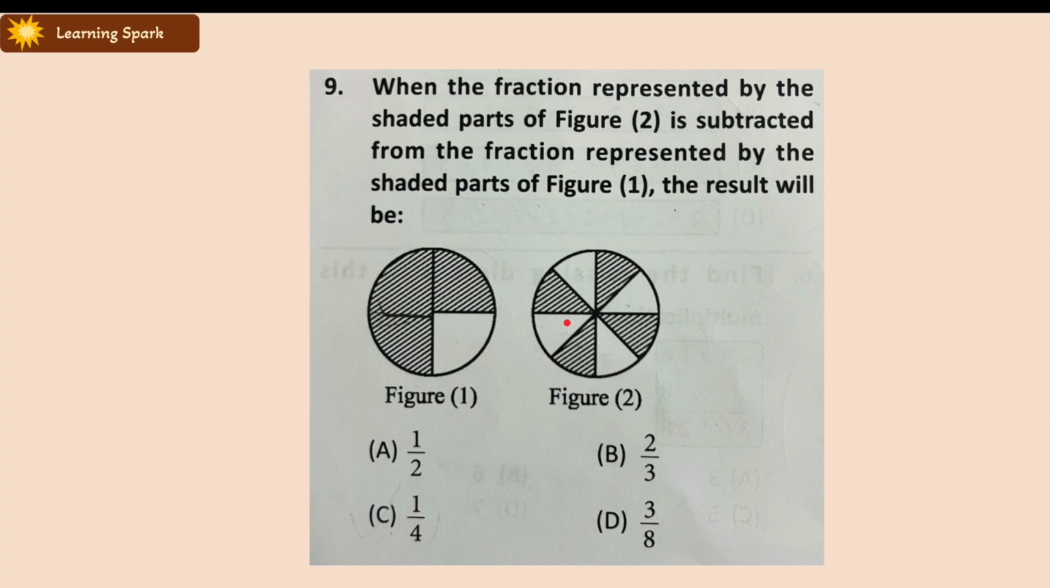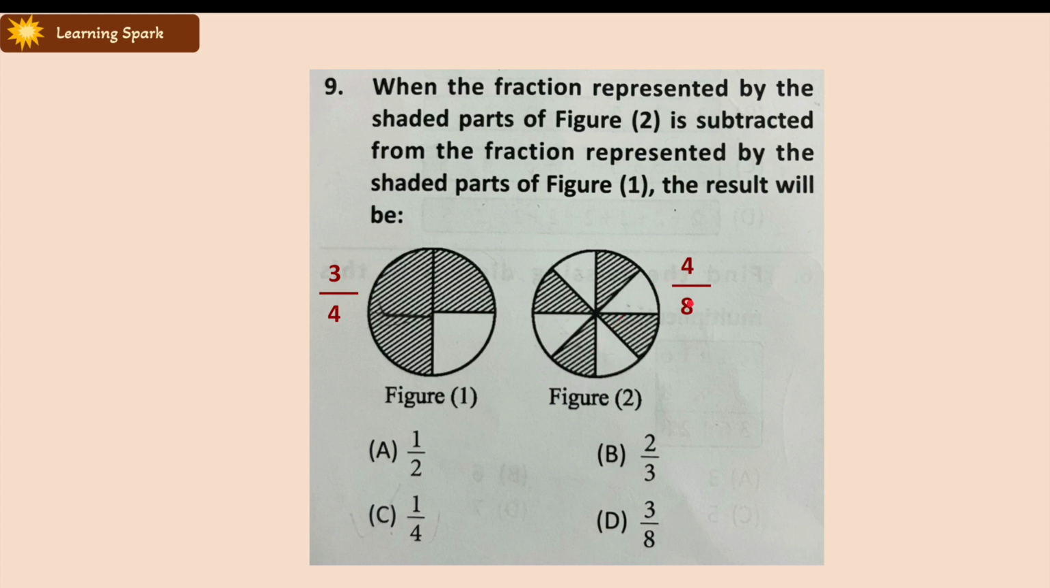Okay, so figure 1 is 3 by 4. Why? Because there are 4 equal divisions, 1, 2, 3, 4. Out of that 3 are shaded, right? So 3 by 4 is what the shaded part is representing, and for figure 2 the shaded part is representing how much? 1, 2, 3, 4, 5, 6, 7, 8. So out of 8 divisions 4 are shaded, right? So it is 4 by 8.